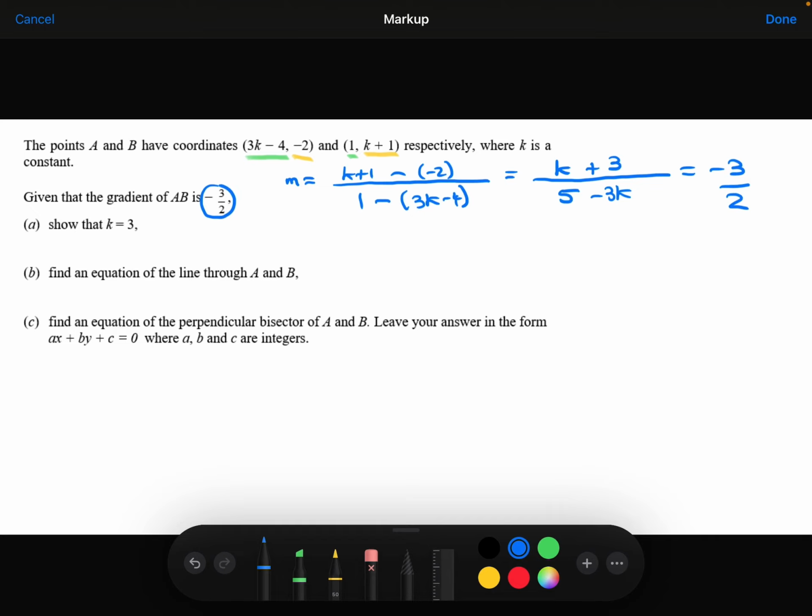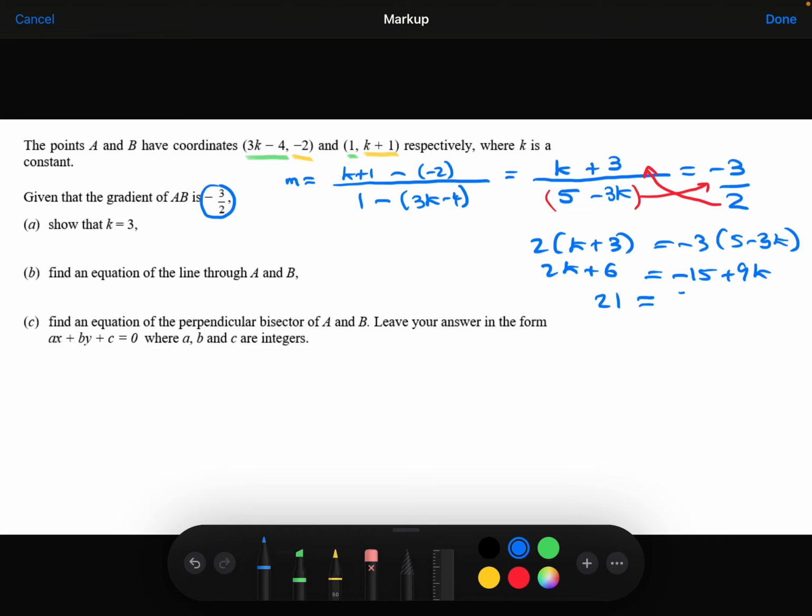I've now got an equation to solve, so I'm going to cross multiply. So I'm going to times both sides by 2. And I'm also going to times both sides by the 5 minus 3k. Expanding out the brackets. Add the 15 to both sides, and I'll subtract 2k from both sides. And k is 3, as we needed to show.